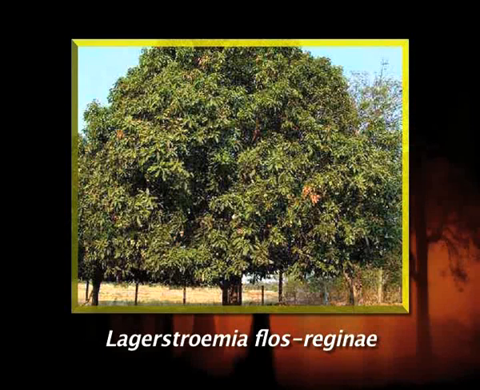After this, the next species that we are going to discuss is Lagerstroemia flos-reginae. It is hard and durable and can be easily worked. It takes a good finish and is used for house construction, boat building, railway carriages, cart making, and scaffolding.